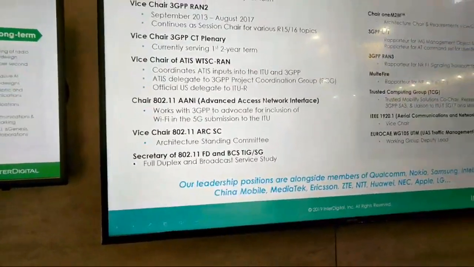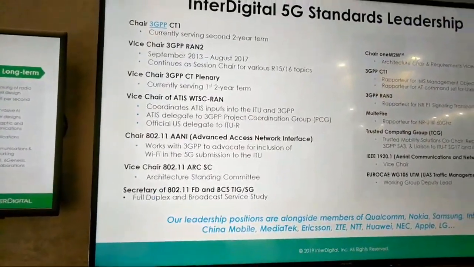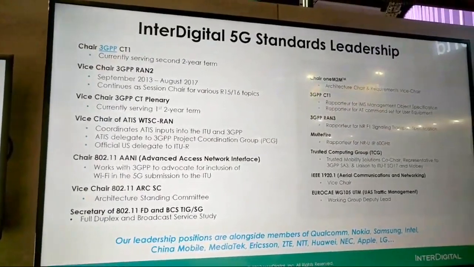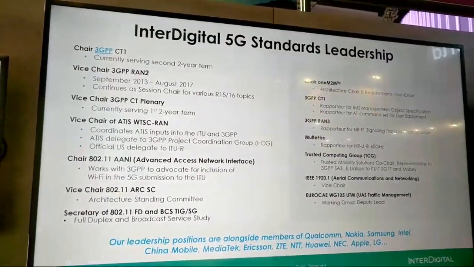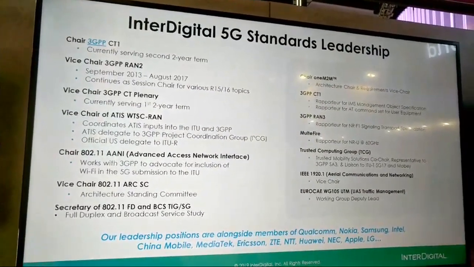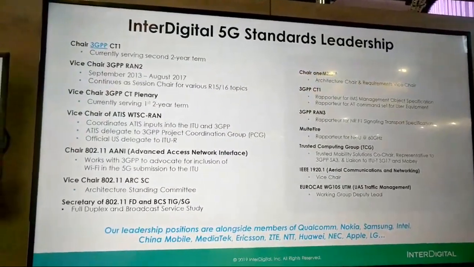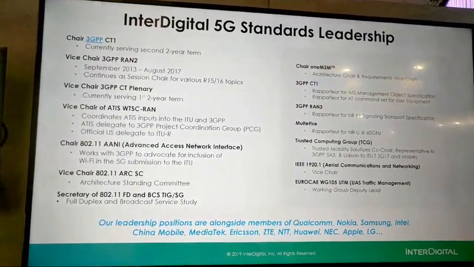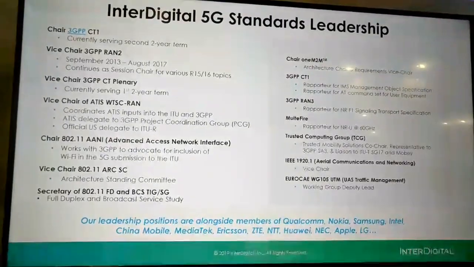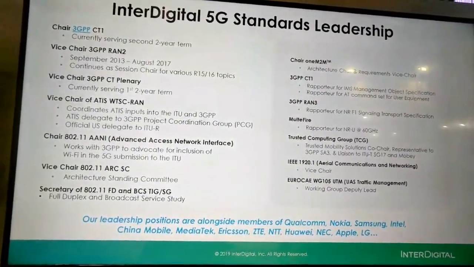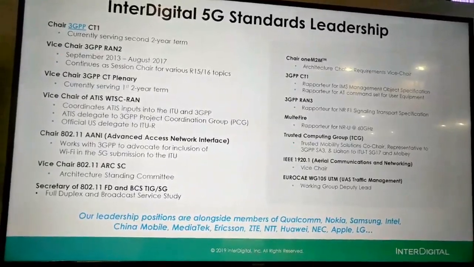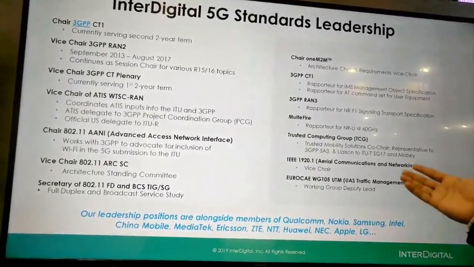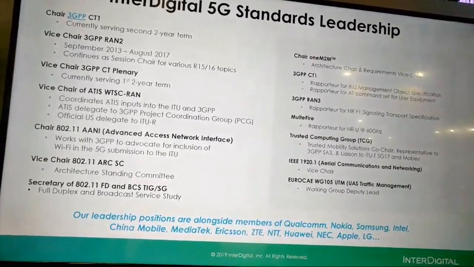Here, just to give you a picture of our standards leadership, InterDigital is very active again in 3GPP. We have chair and vice chair positions in CT, RAN, and so on. We're also very active in other parts. In 802.11, as you can see, we have chair and vice chair positions in 1M and 2M standards, and there are a lot of other standards where we're very active. For example, drones, we're very active in drone standards as well.